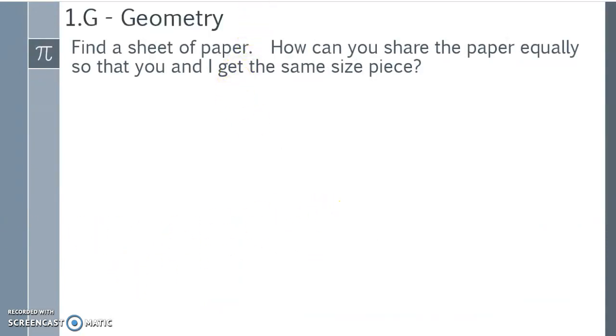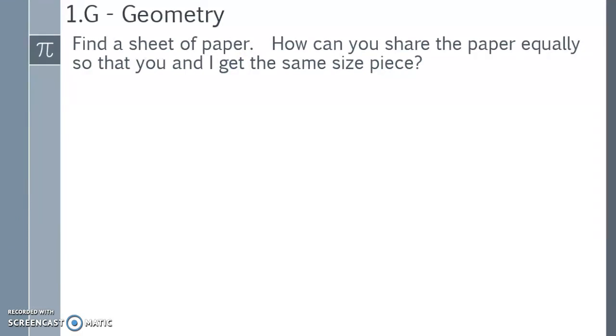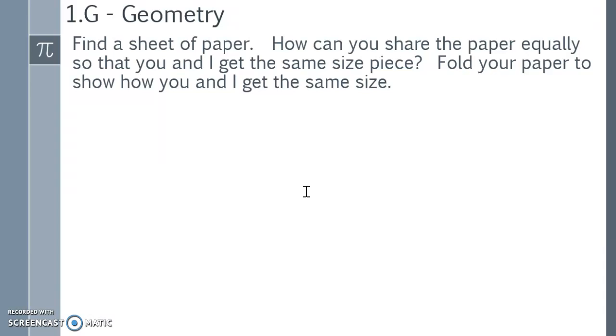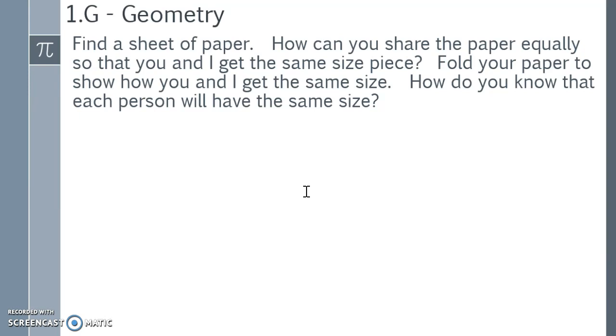For this next activity, I want you to find a sheet of paper, just any old regular sheet of paper. How can you share the paper equally so that you and I get the same size piece? Think about that. Then fold your paper to show how you and I get the same size. Reflect a little bit. How do you know that you and I will have the same size? How are you sure of this? Reflect.